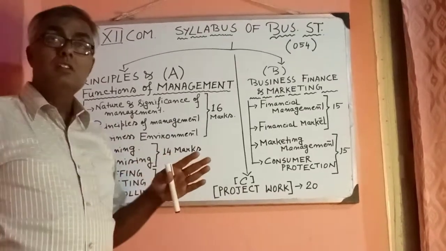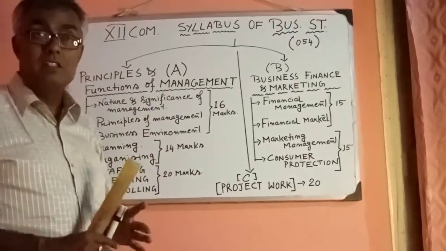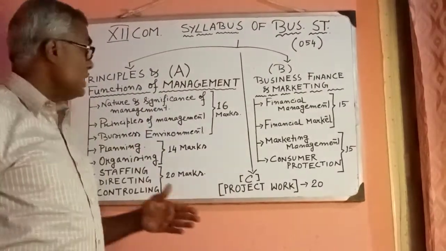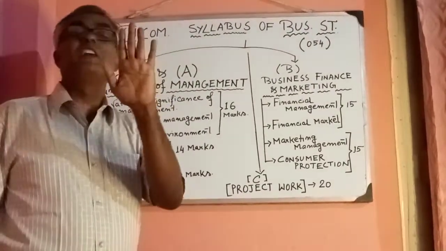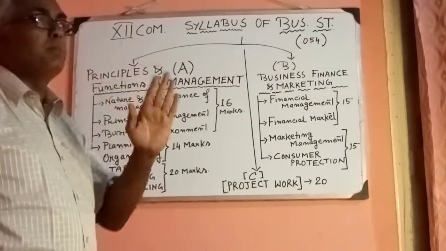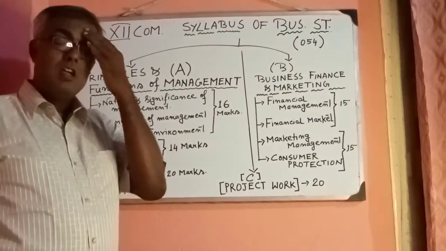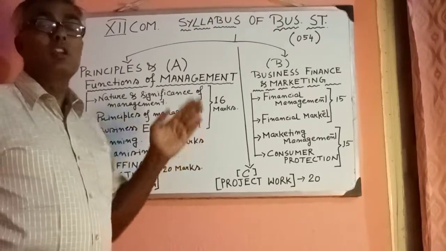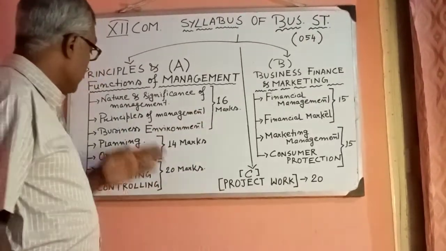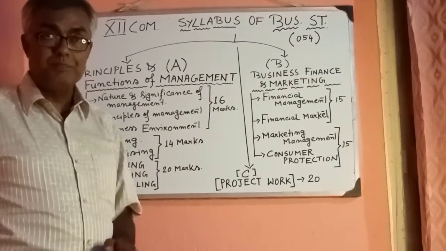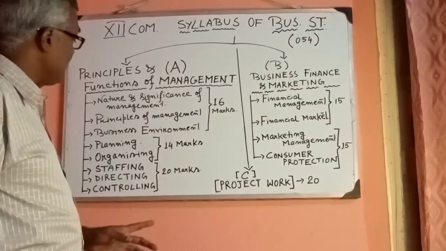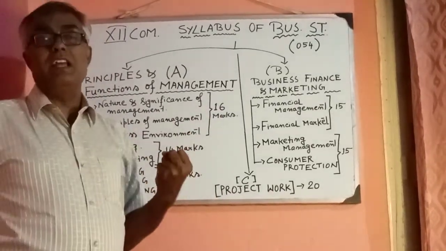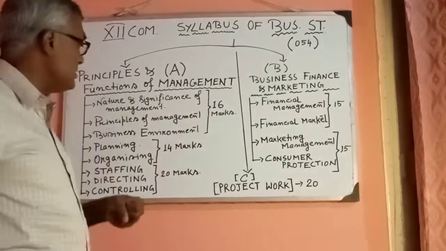Then you will have to read the functions of management. Because management is a system, you will see that there are 5 functions. These are the 5 basic functions of management, the 5 pillars of management: planning, organizing, staffing, directing, and controlling. You will have to read one after another. First, planning. Then, according to the plan, the manager has to organize.